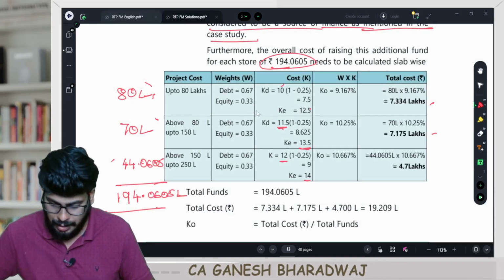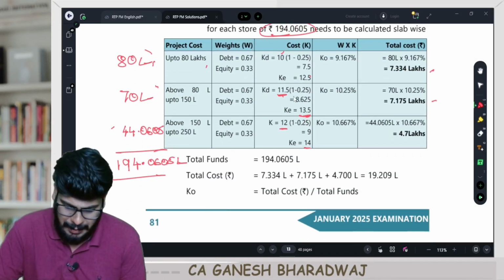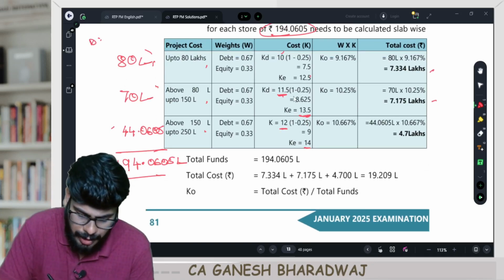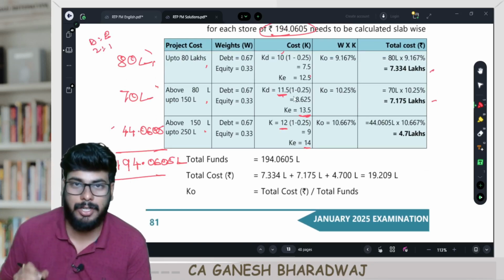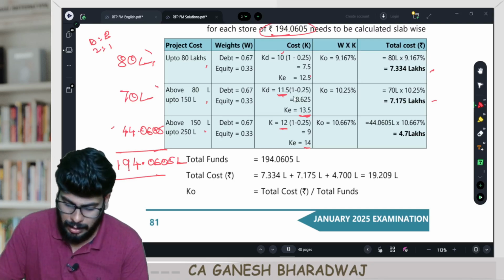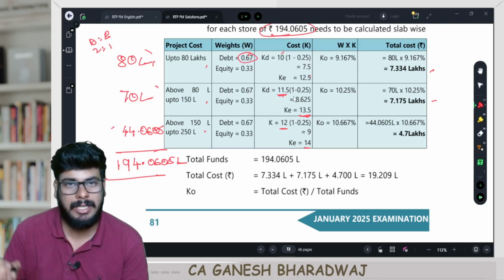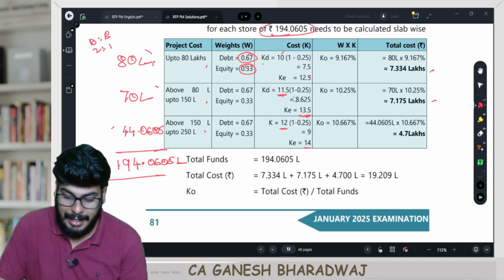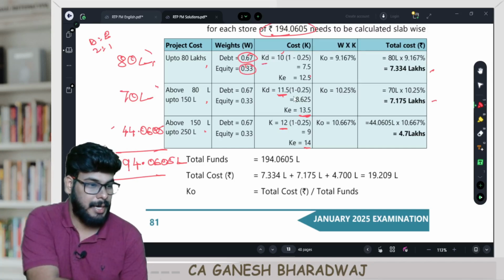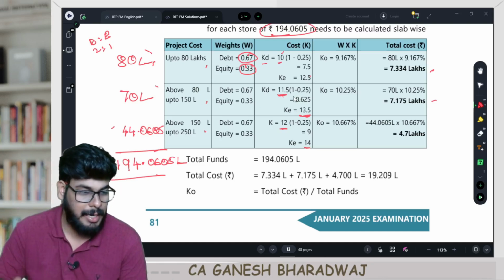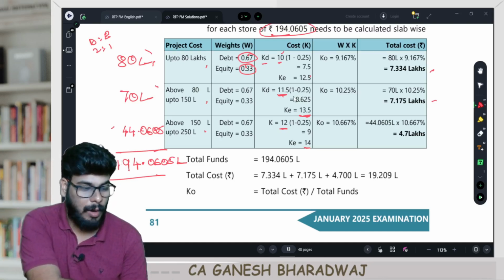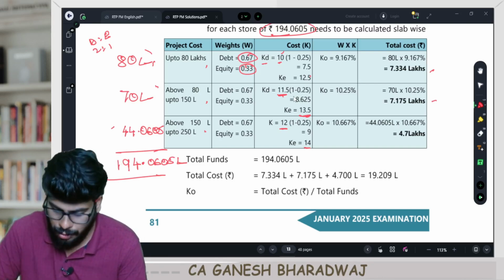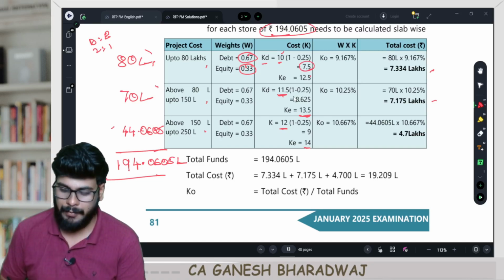So what they have done is, look at this. Irrespective of which slab you are in, the proportion of debt to equity is always going to be 2:1 as given in the question. So 2/3 and 1/3. Debt component is going to be 0.66666. Equity component is going to be 0.3333. KD, in the first slab rate, what is given? 10%. So they have done 10 into 1 minus 0.25. This is the tax adjustment I just told you about. So KD comes out to 7.5 percent.